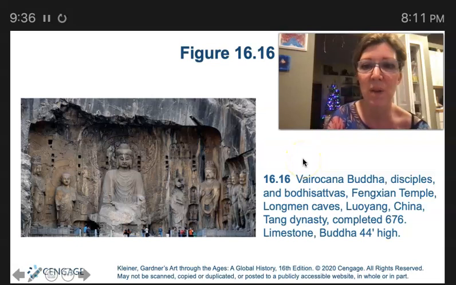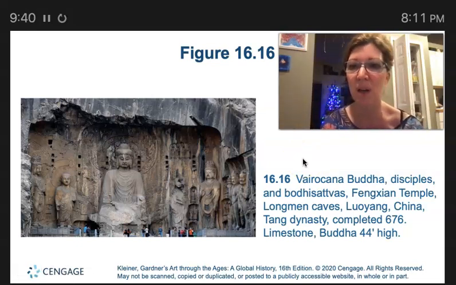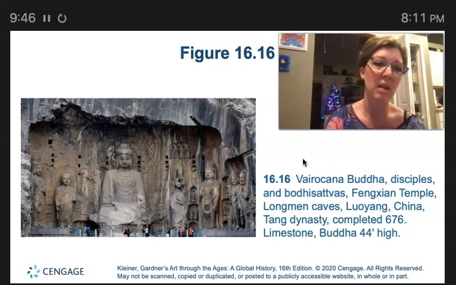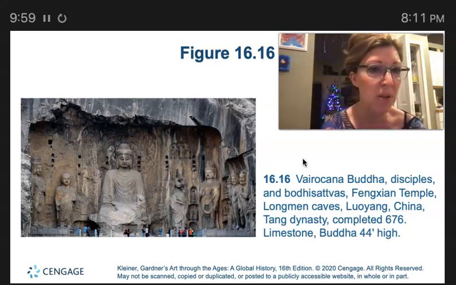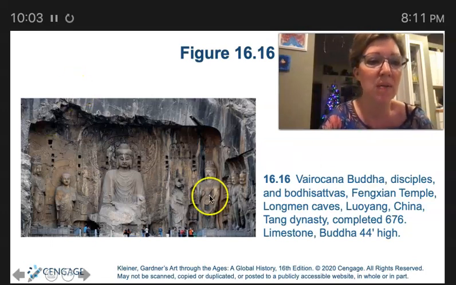Okay, so the complex in China that was the site of hundreds of these rock-cut shrines and sculptures during the Northern Wei and Tang dynasties is the Longmen Caves. So here we have it. In the Vairocana Buddha, which is this, the Tang sculptors have repressed and replaced surface detail with monumental simplicity. So that was just part of their philosophy.